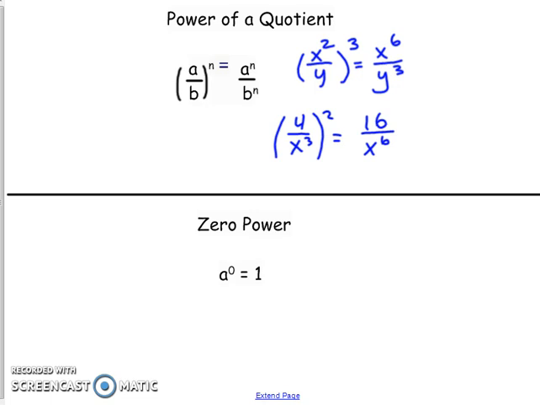Okay, and the 0 power, anything to the 0 power is 1. So if I had x to the 0, that equals 1. If I have 276 to the 0, that equals 1. If I have 3x squared y to the 0, that's just going to equal 1.